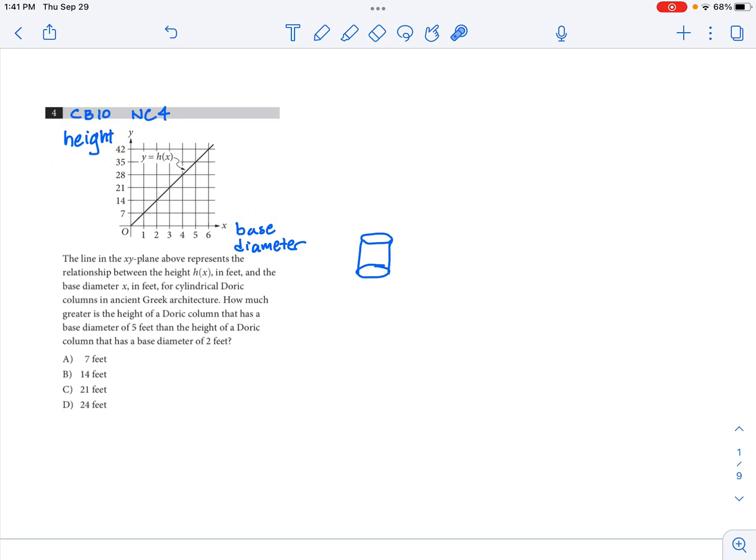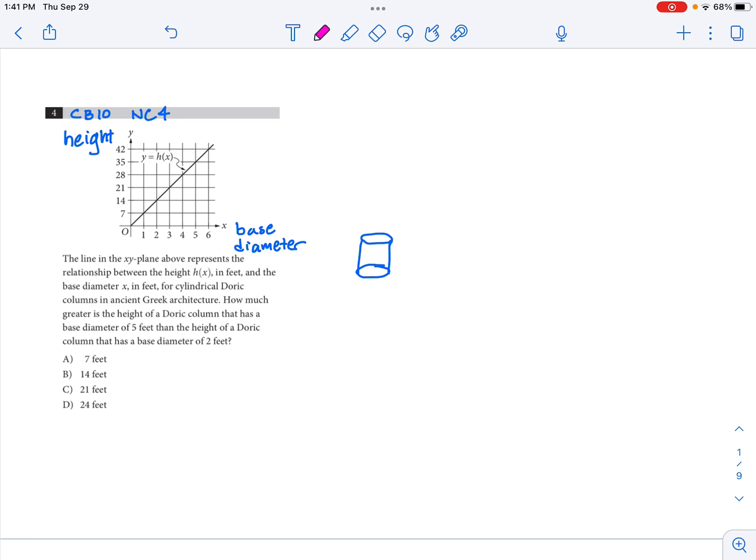column. And what we see from this linear relationship is that if we have a column with a smaller base diameter, it's associated with a column that has a shorter height. In contrast, because of this positive slope, if you have a column with a large base diameter, that's associated with a column with a large height.